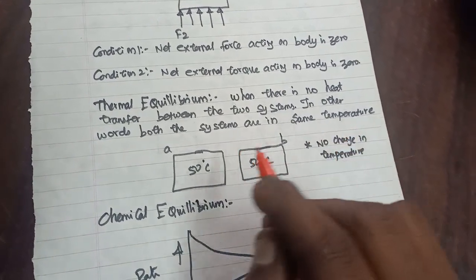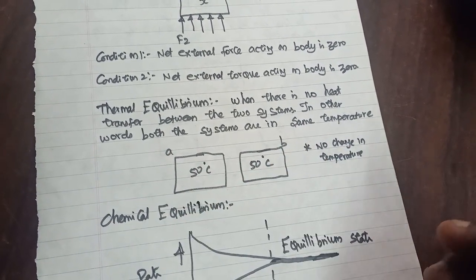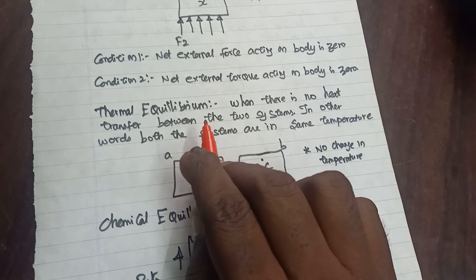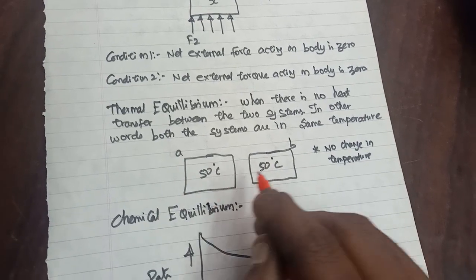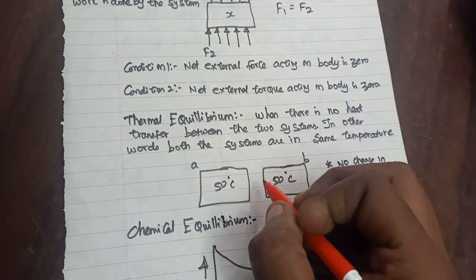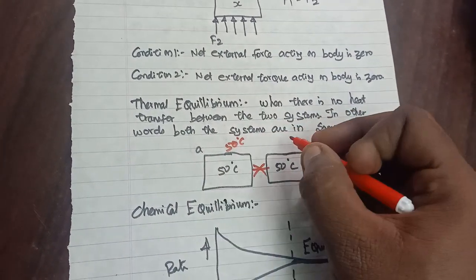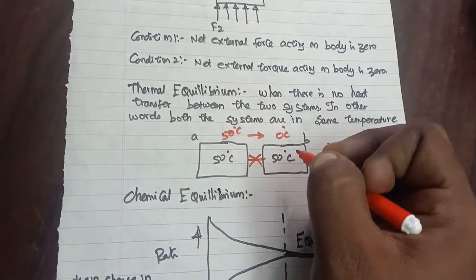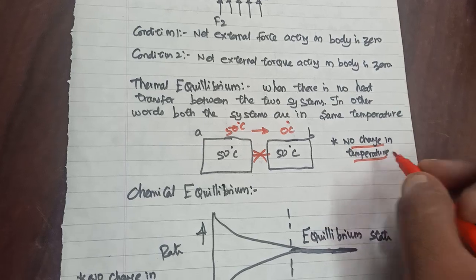Next one is thermal equilibrium. When no heat transfer happens between two different systems, or from system to surroundings or surroundings to system, such a case is called thermal equilibrium. Suppose we take systems A and B. When both are at the same temperature, there will not be any heat transfer. If this system is at 50 degrees centigrade and the second system is at 0 degrees centigrade, and you keep them next to each other, then there will be a heat transfer from A to B. For easy remembrance, no change in the temperature.